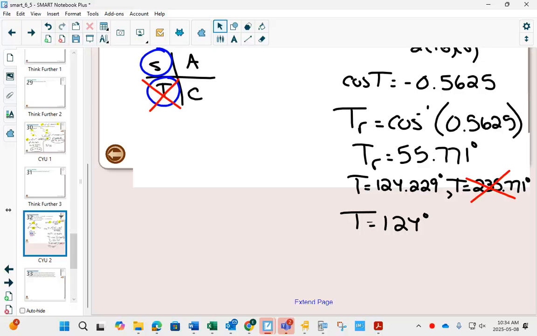Questions to circle for this one? 5 and 7. And we'll do one more.